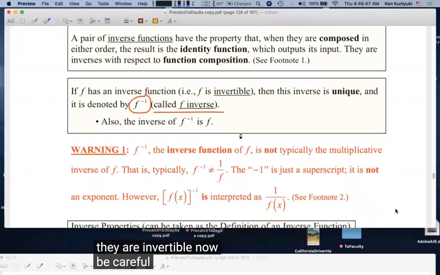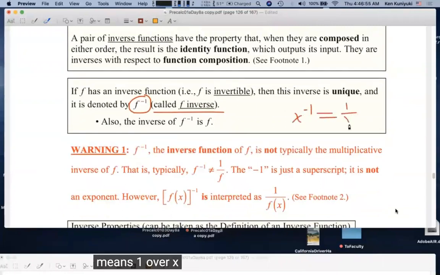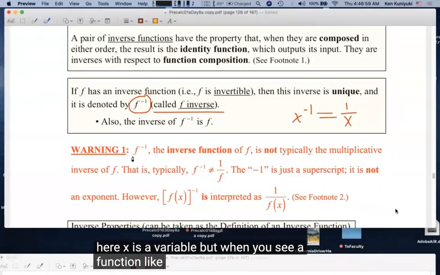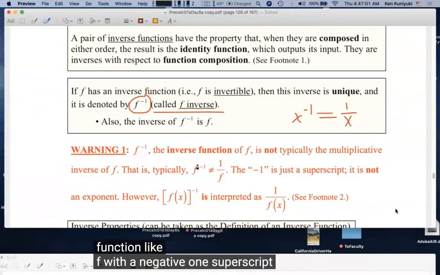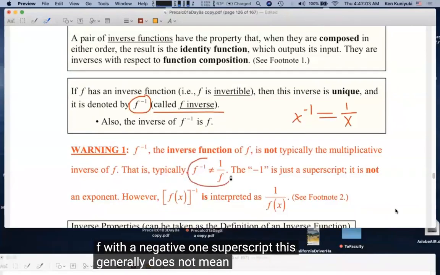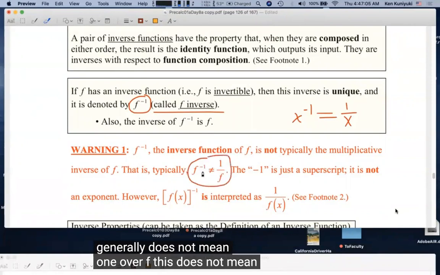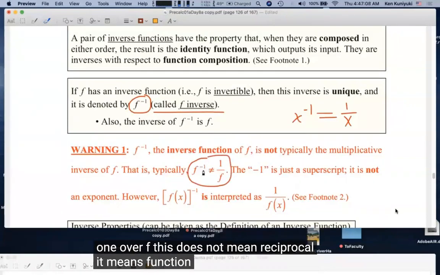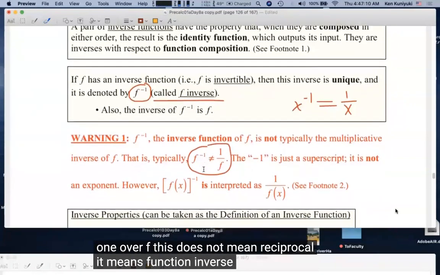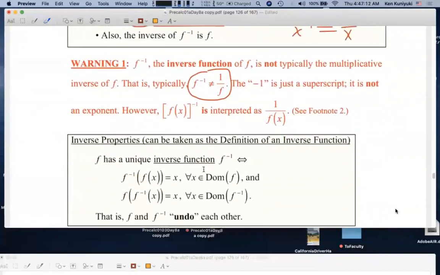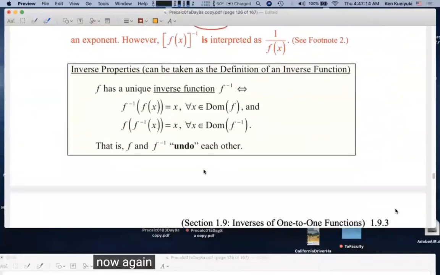Now, be careful, because remember, x to the -1 means 1 over x. Here, x is a variable. But when you see a function like f with a -1 superscript, this generally does not mean 1 over f. This does not mean reciprocal. It means function inverse. So it's not an exponent. -1 is not an exponent.